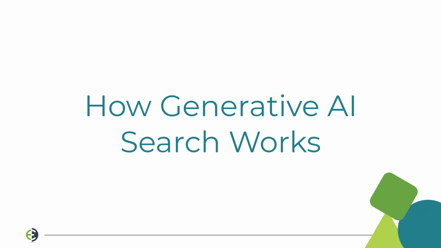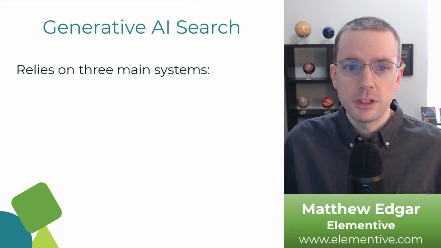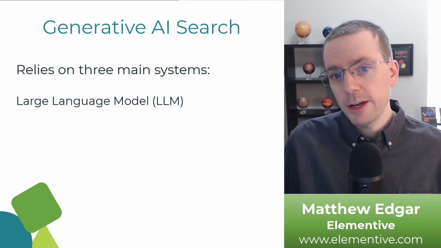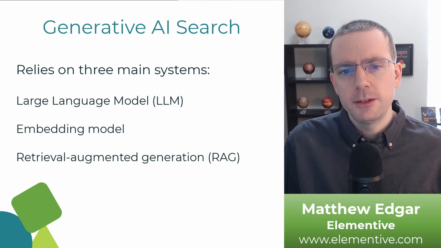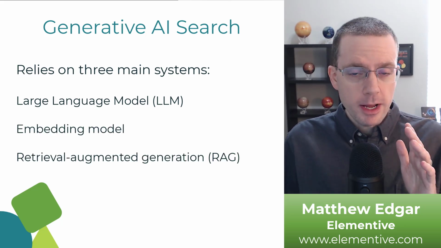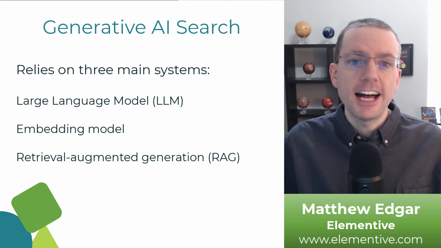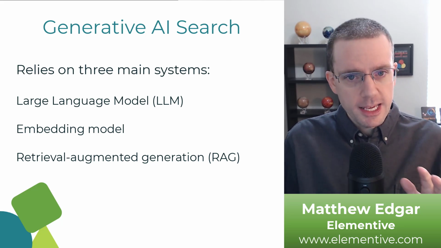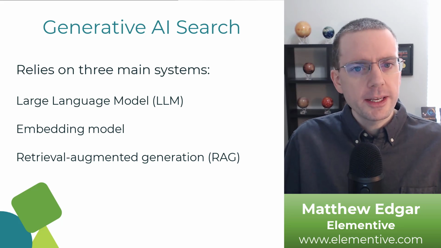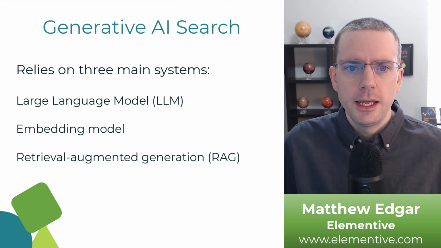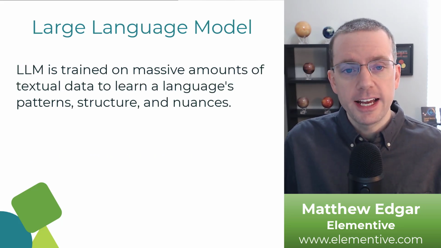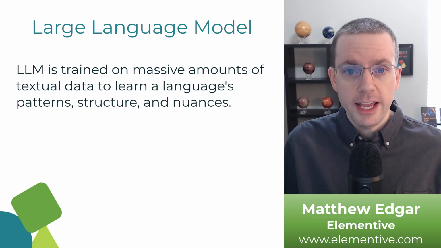All right, so now that we have that in mind, let's shift to talking about how generative AI search works. Generative AI search relies on three main systems: large language models, embedding models, and RAGs. Now, I'm not going to talk about each of these in detail. Here again, there's lots of details and lots of nuance. So I'm going to keep this high level just so we have a point of comparison with traditional search.